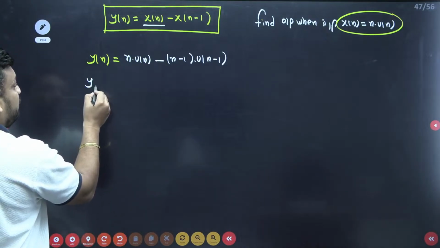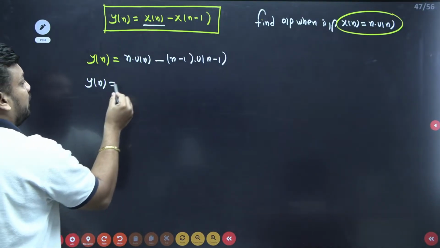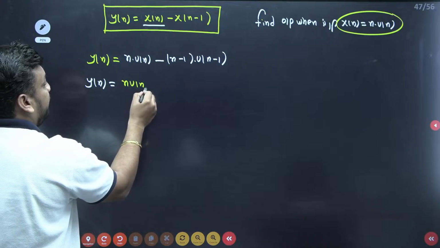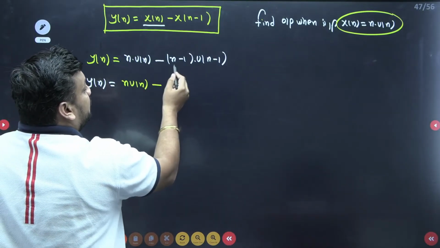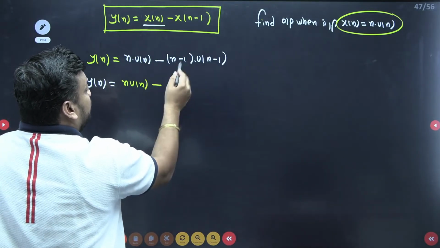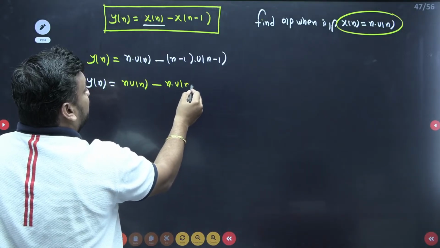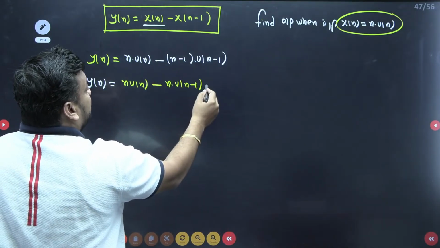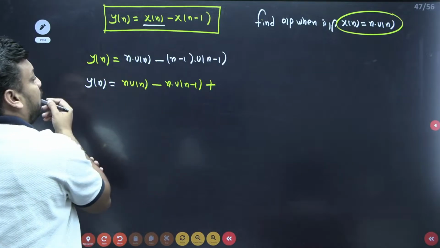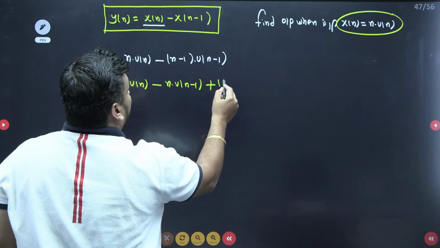Now you should tell me, guys, y of n equals what? Y of n is equal to n u of n minus, when you open the bracket here, minus n into u of n minus 1, and again minus times minus gives plus, so you should write plus u of n minus 1.